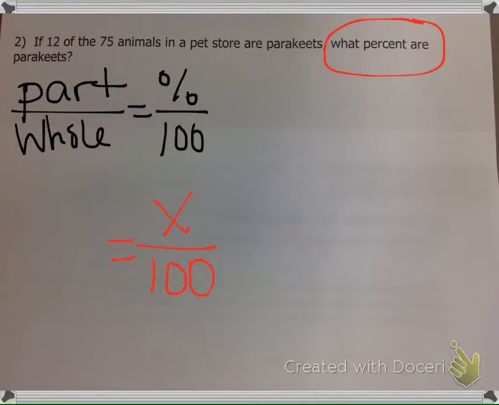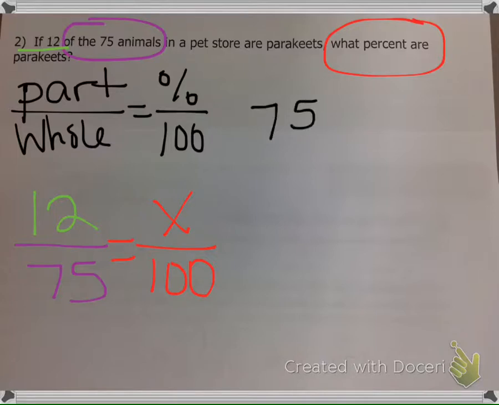Okay, look for the word of. We have of the 75 animals. That would be your whole. And we want to know 12 are parakeets, so 12 would be my is, my part. 12 is what part of 75. Okay, and now you're just going to solve your proportion.